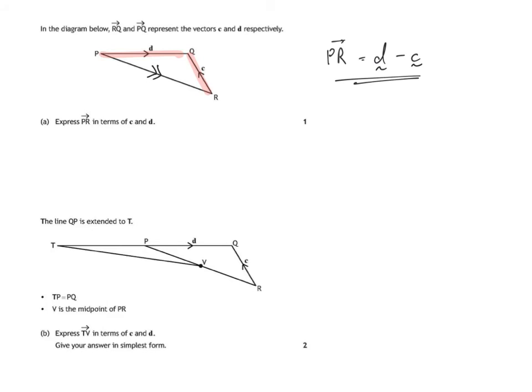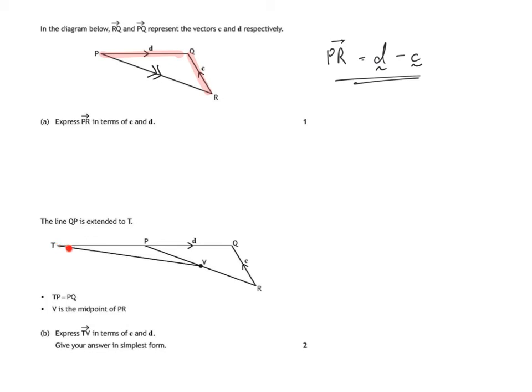Now, the second part here is where the diagram gets a little bit more complicated. The line QP is extended to T. So that's telling me this is all one big straight line. Then I've been told TP equals QP. And I've been told V is the midpoint of PR. Express TV in terms of C and D. Right, this is the vector I'm trying to find here. So how do I get from T to V?